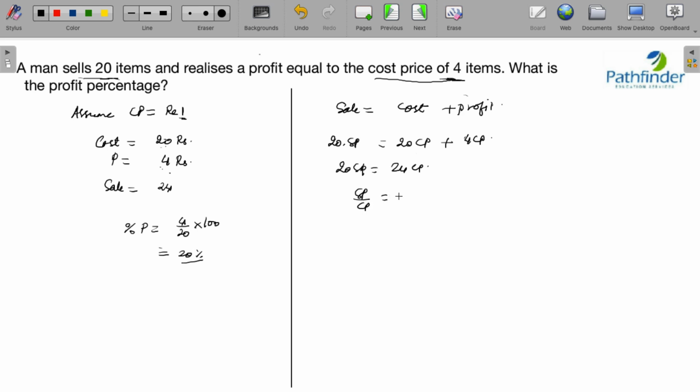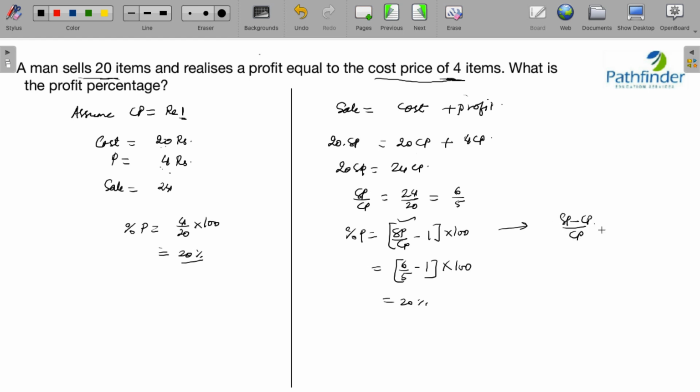Once again, by doing SP upon CP, we will have 24 upon 20. So 6 upon 5. And percentage profit is calculated as SP by CP minus 1 into 100. So 6 by 5 minus 1 into 100, which is 20%. You should always remember that this is not a separate formula. It is only a simplification of the formula SP minus CP upon CP into 100. If you simplify this, you're going to get this formula.